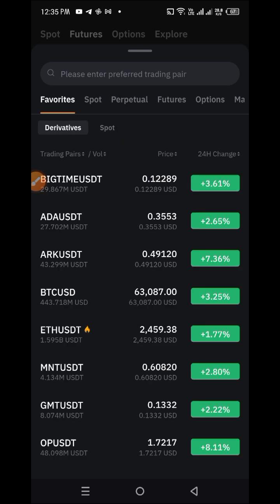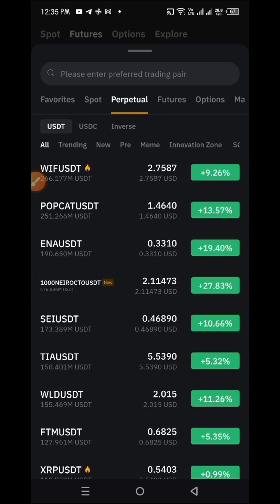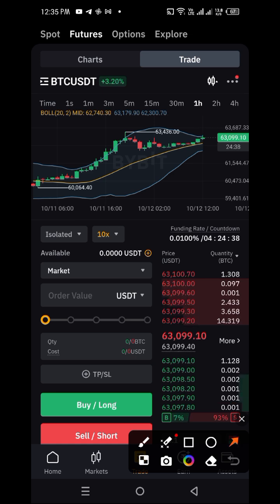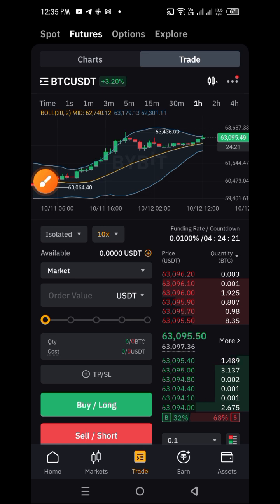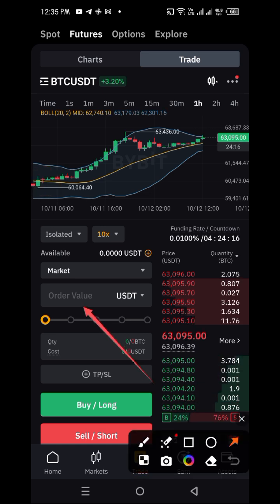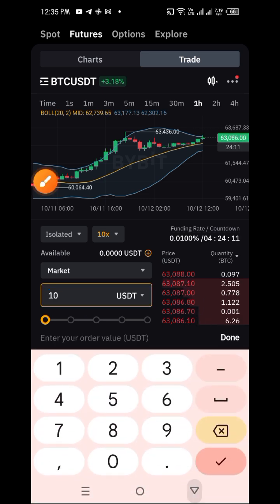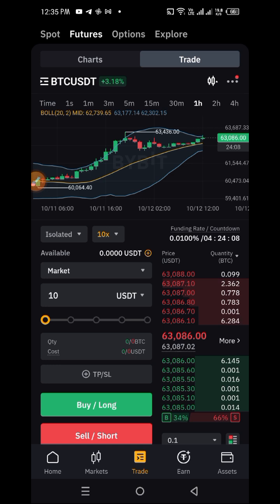All right, so let's go back. Let's still be on BTC where we were. So look at this. When you want to enter a trade, make sure as a beginner you have this on isolated. Isolated means you are trading with only the amount you input here. When you want to trade, you input a value. I want to trade with 10 USDT. Let's assume you have 100 USDT in your balance. This 10 you put here is the only money that will be taken out of your account.